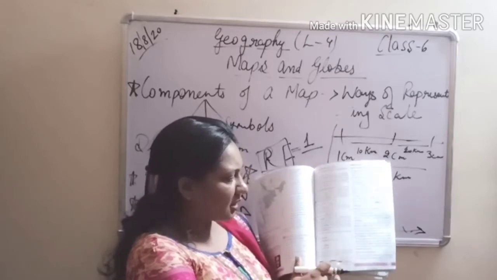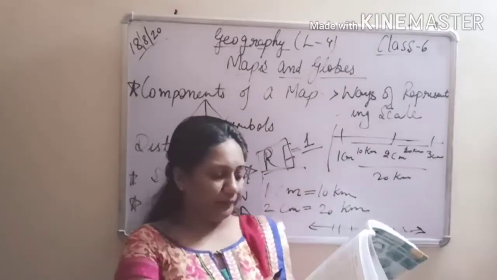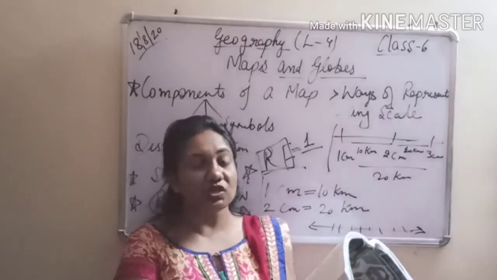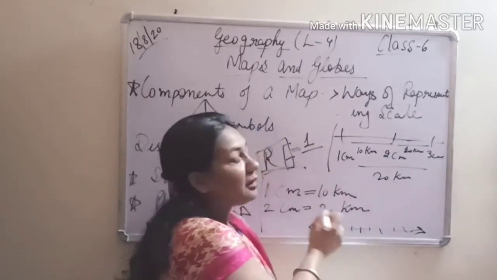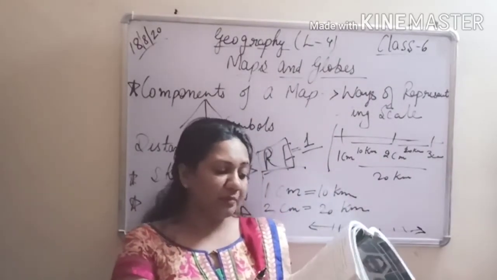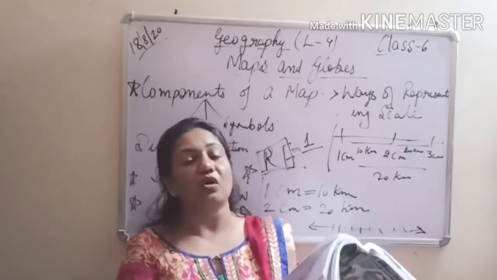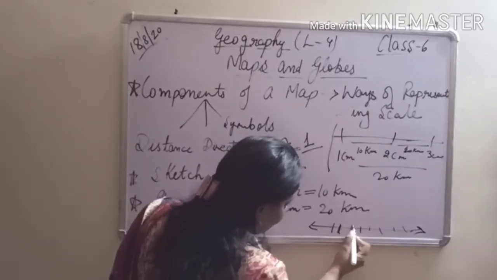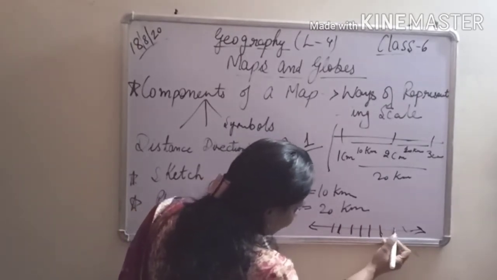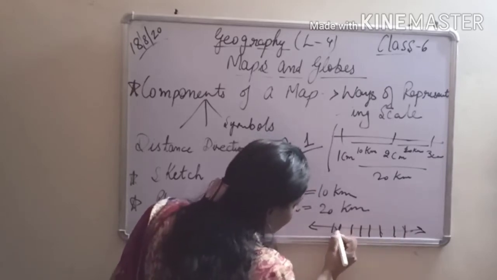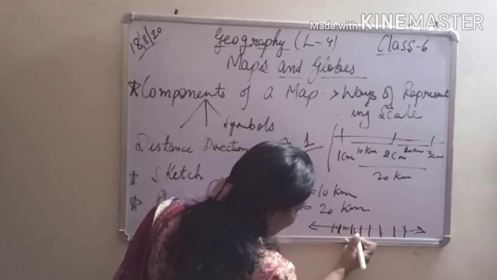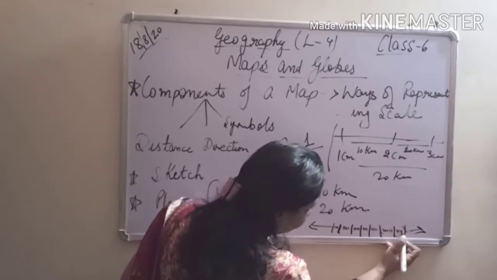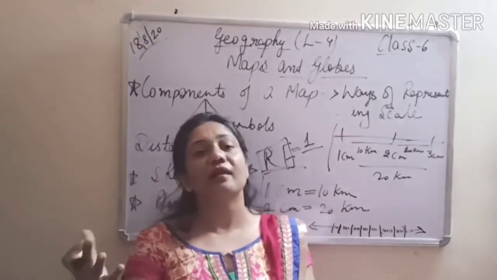In this, the map distance is shown with the help of a straight line, and this line is divided into parts called the primary divisions, and then the first primary division is further subdivided into divisions called the secondary divisions. Suppose this is your primary divisions, let me make it a little bit bigger. These are your primary divisions, and in between sometimes you find this. So these are your subdivisions. This is known as the linear scale method, and it is in the form of a graphic representation.